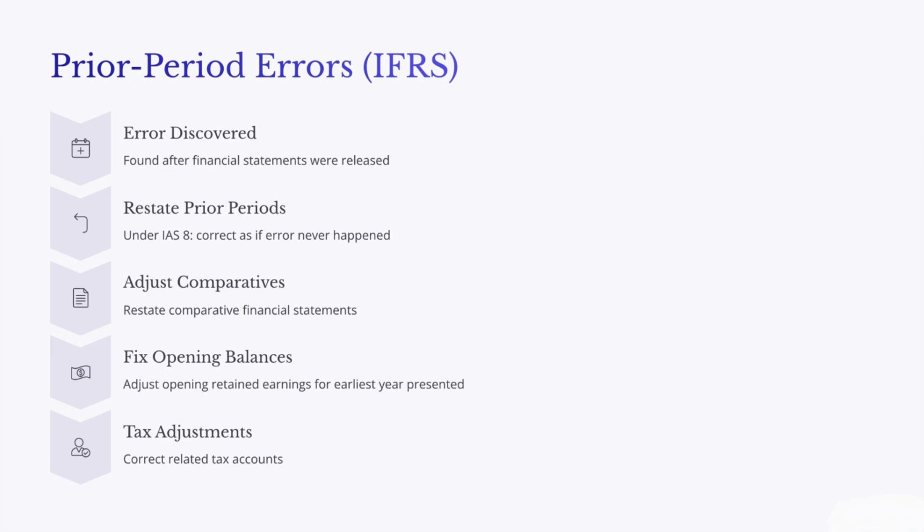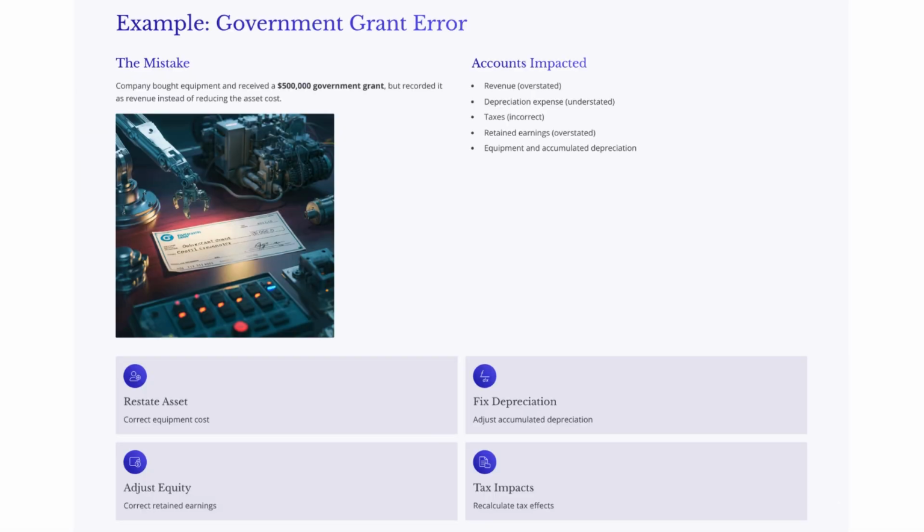To make this real, let's walk through a simplified example you might see in practice or on exams. Imagine a company bought equipment and received a $500,000 government grant, but recorded it as revenue instead of reducing the asset cost. That mistake impacts revenue, depreciation expense, taxes, retained earnings, equipment, and accumulated depreciation accounts. So under IFRS, we restate the prior periods and record adjusting entries to fix the asset, the depreciation, retained earnings, the tax impacts.